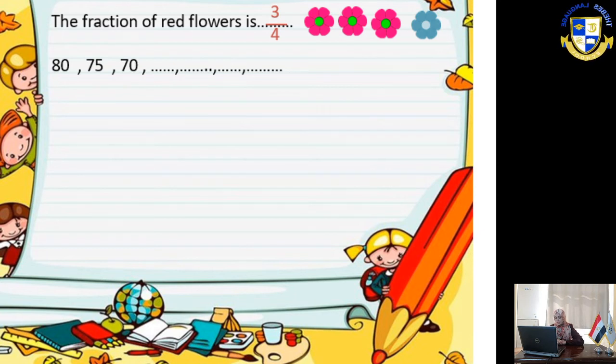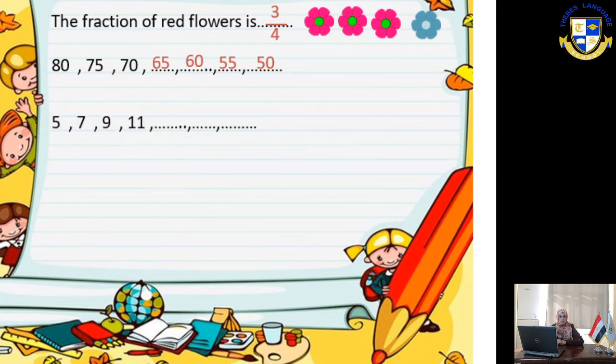80, 75, 70. What's before them? 65 and then 60. That's right. You have 5, 7, 9, 11. So the next numbers are 13, 15, and 17.